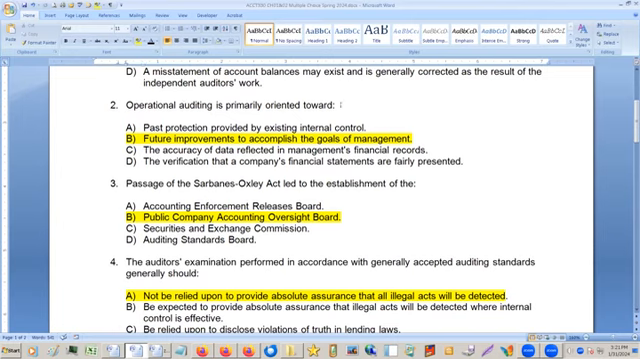Operational auditing is for effectiveness and efficiency of an operation. So they're looking at, is it effective? Does it actually do what it's supposed to do? But also, is it efficient?